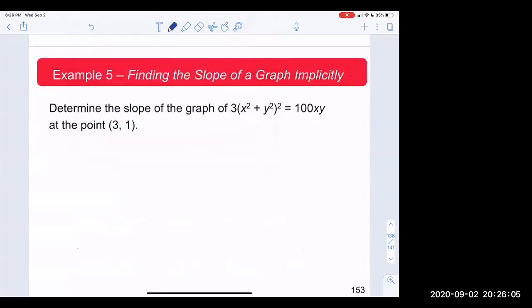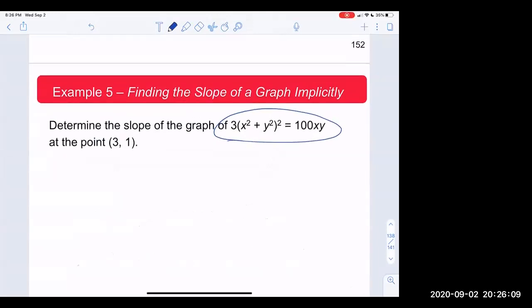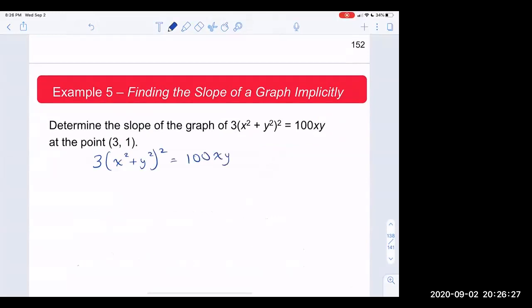So we want to determine the slope of the graph of this at the point 3, 1, which means we're going to find the derivative and plug in 3, 1, right? So my function is 3 times x squared plus y squared, squared, equals 100xy.